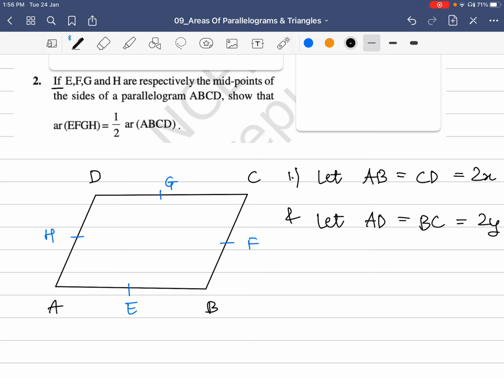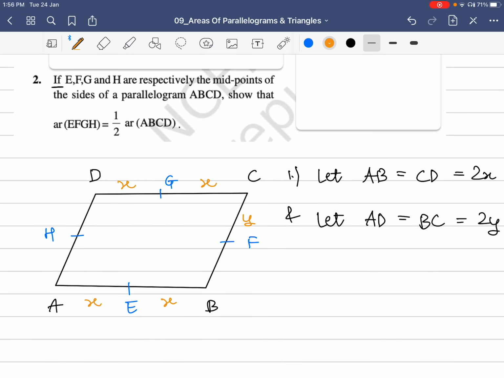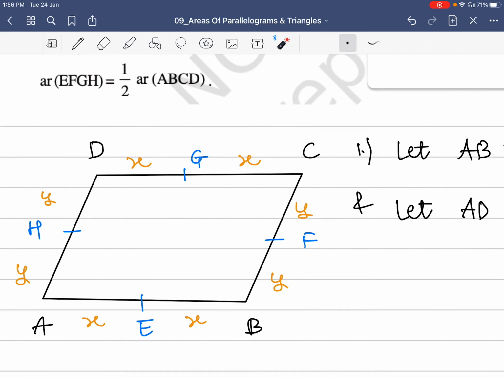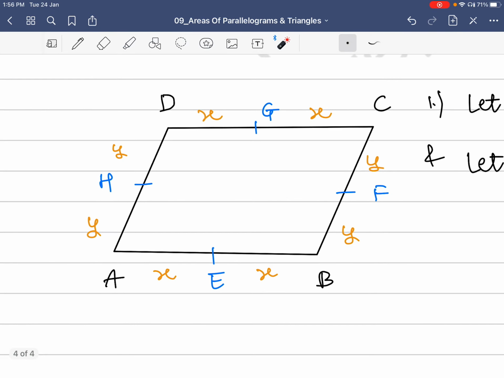Now these are the midpoints of 2x. So what will be the length here? This is going to be x, this is going to be x, because E is the midpoint of AB, and AB is 2x. Similarly this is going to be x, this is going to be x, and this is going to be y, this is going to be y, this is also going to be y, this is also going to be y. Let's zoom in here to get an idea of what's happening.